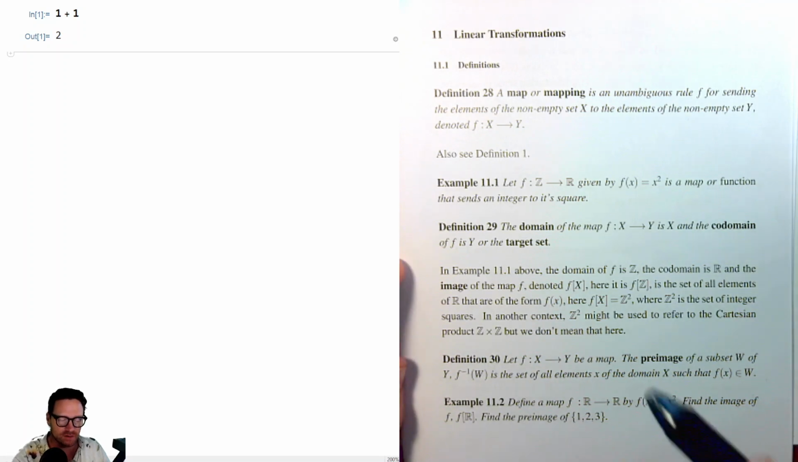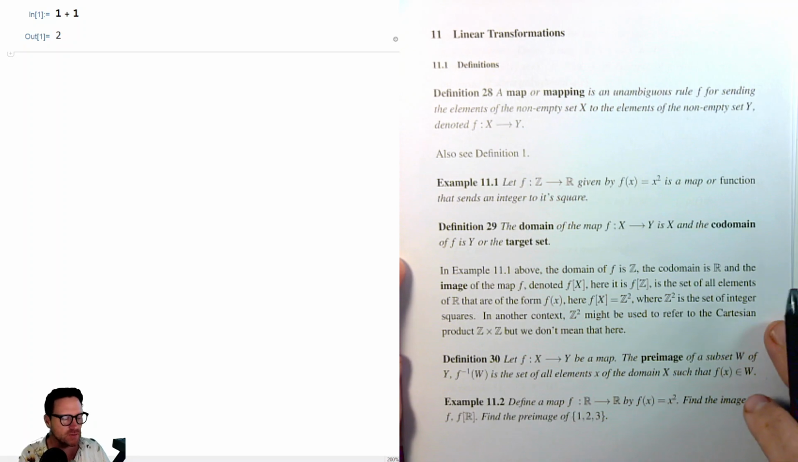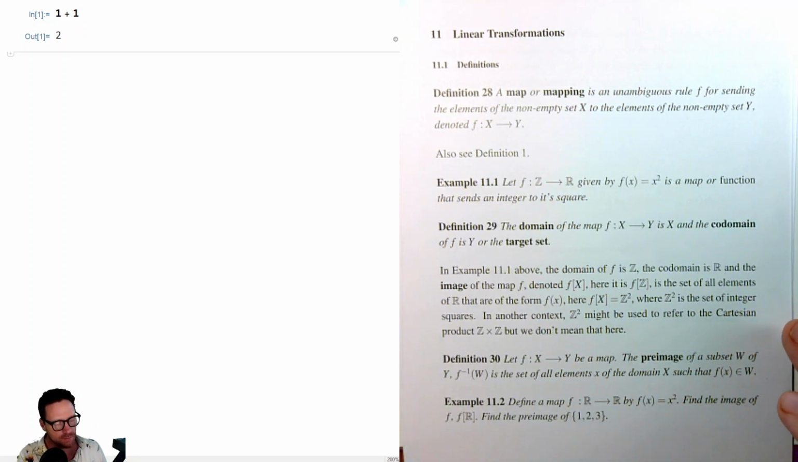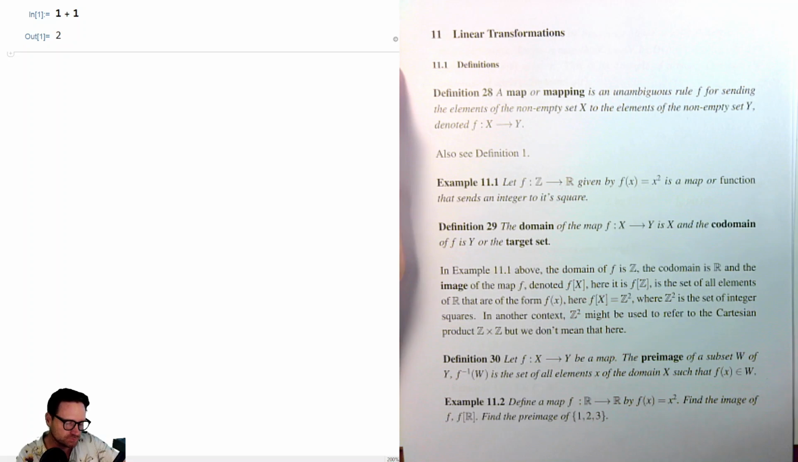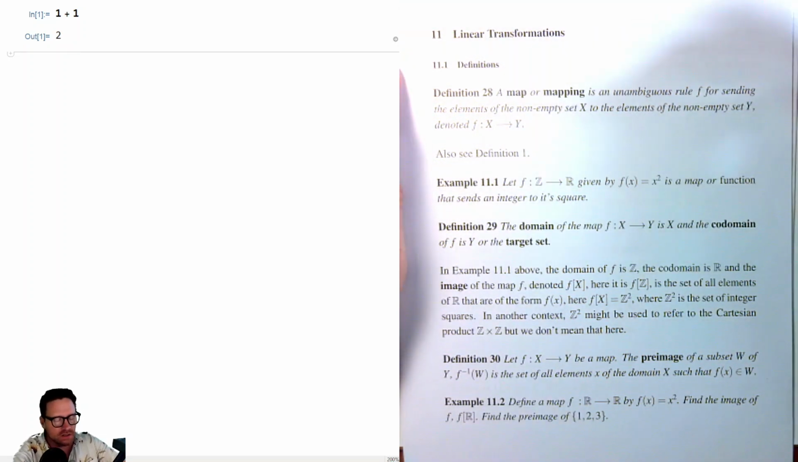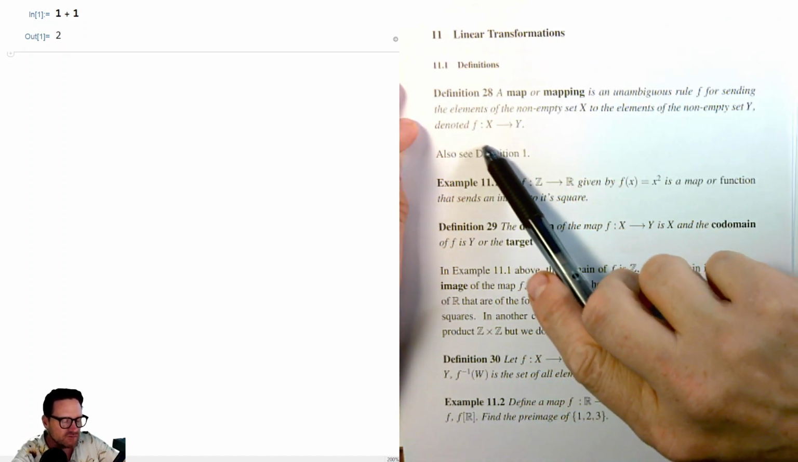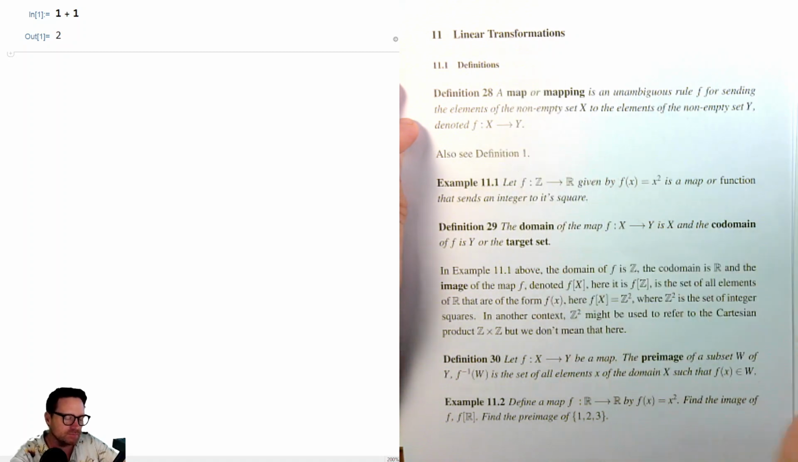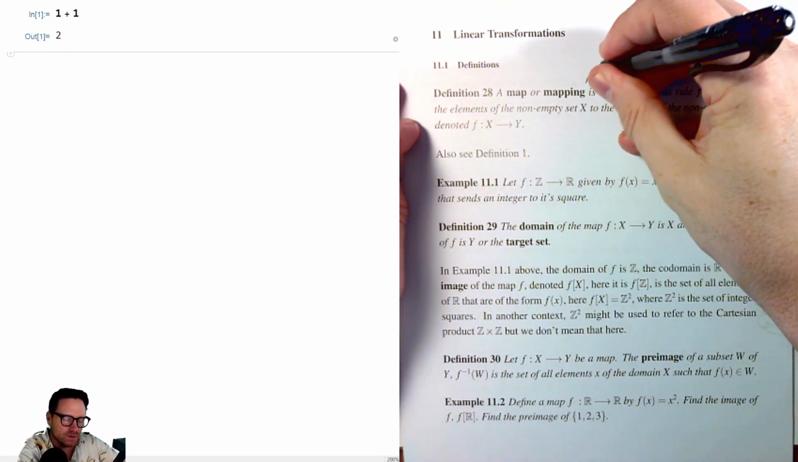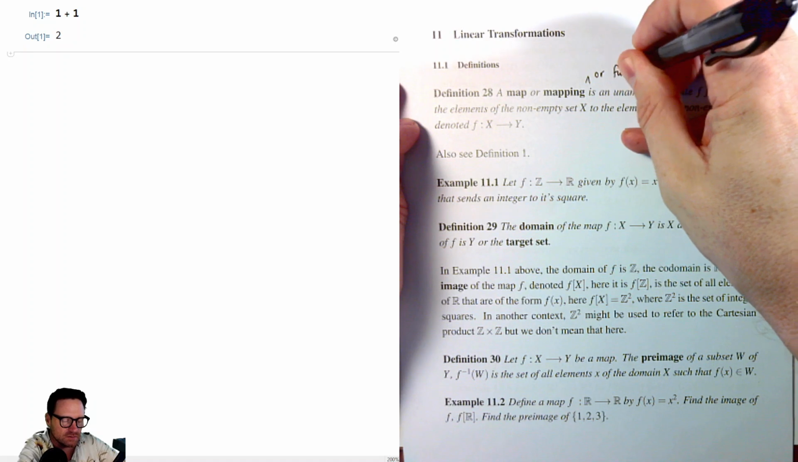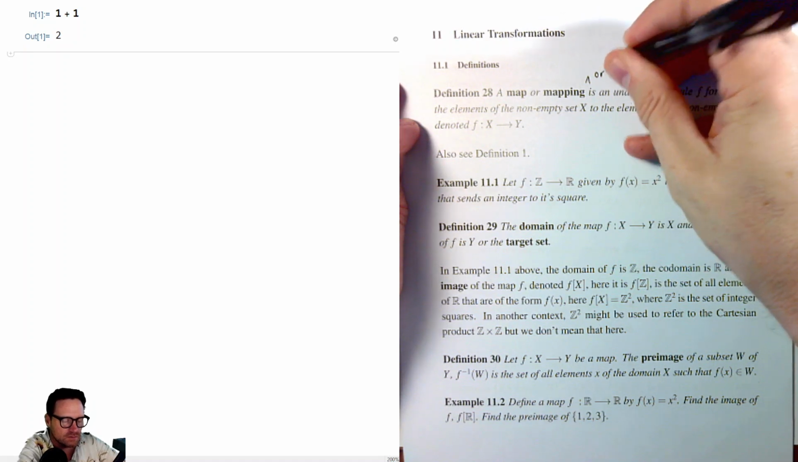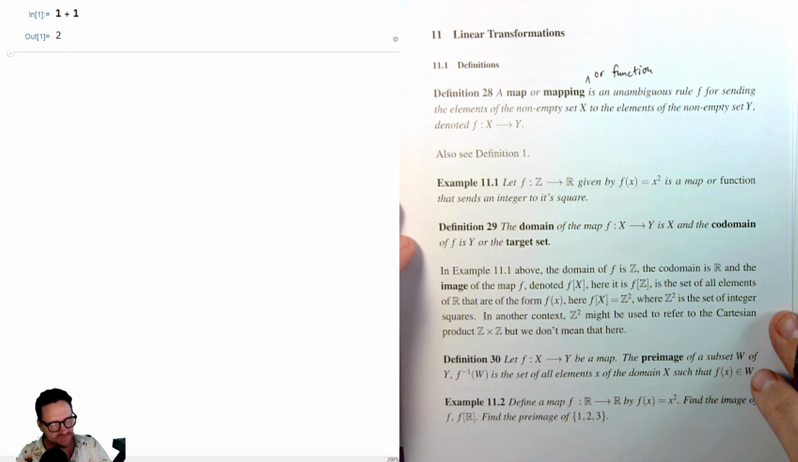Welcome. Okay, we're going to look at linear transformations. A map or mapping or function is an unambiguous rule for sending the elements of the non-empty set X to the elements of the non-empty set Y, denoted f maps X to Y. Also see definition 1.